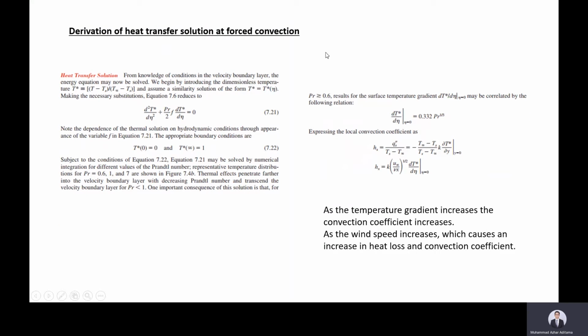This is the derivation of the heat transfer solution for forced convection. From this equation, you can see that as the temperature gradient increases, the convection coefficient increases. Also, as the wind speed, or U infinity, increases, it will cause an increase in heat loss and convection coefficient.